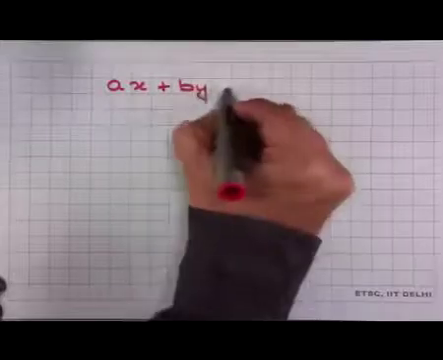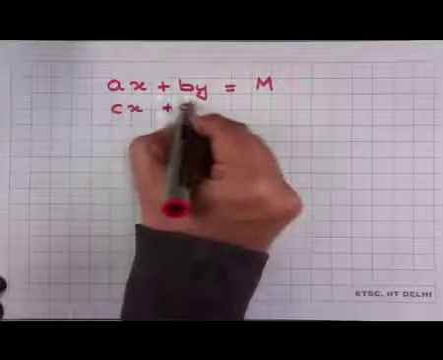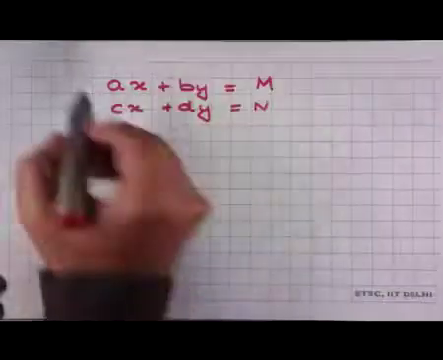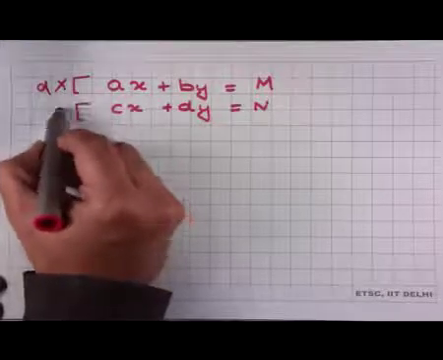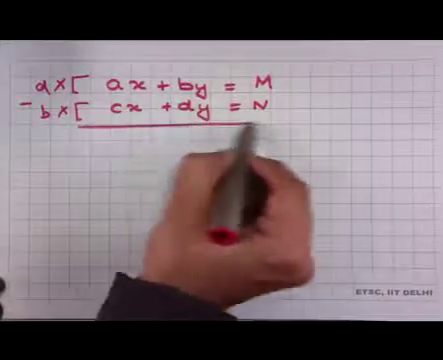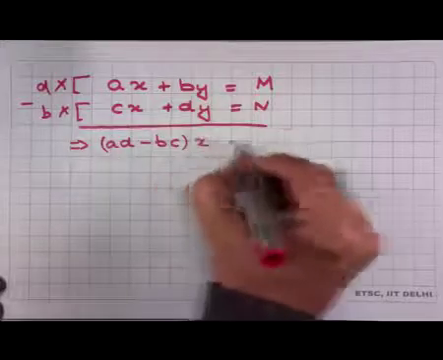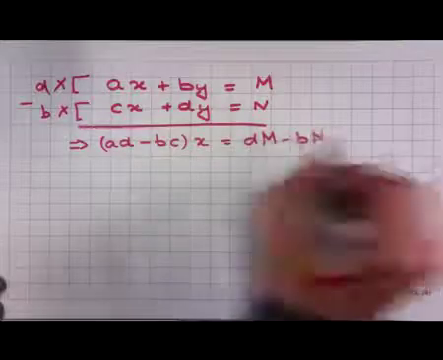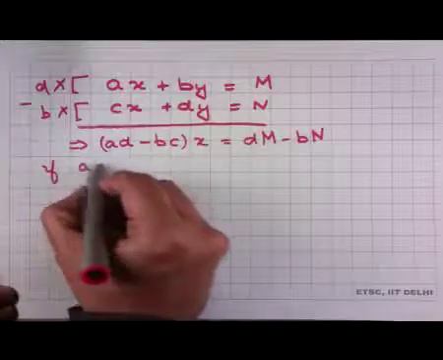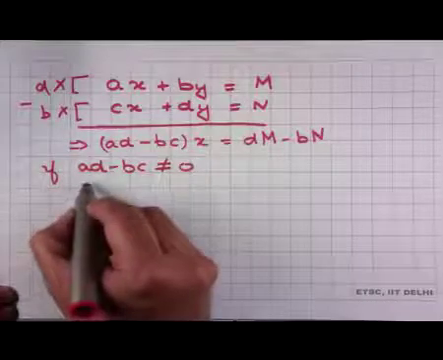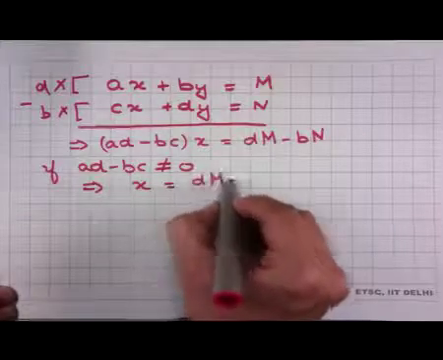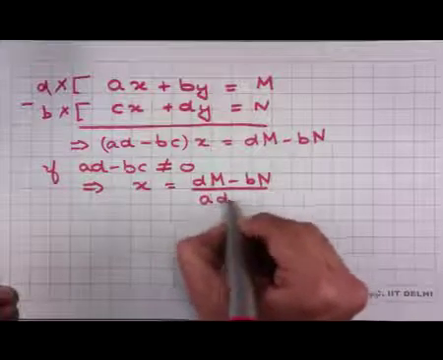One method of solution is as follows. We can multiply the top equation by d and the bottom one by b and subtract the two. Then what do we get? We get that AD minus BC times x is dm minus bn, okay. And in case AD minus BC, that quantity is not 0, then we could divide both sides by that number. If AD minus BC is not equal to 0, then x is dm minus bn by AD minus BC. So, in a general setting, this is the solution for x.